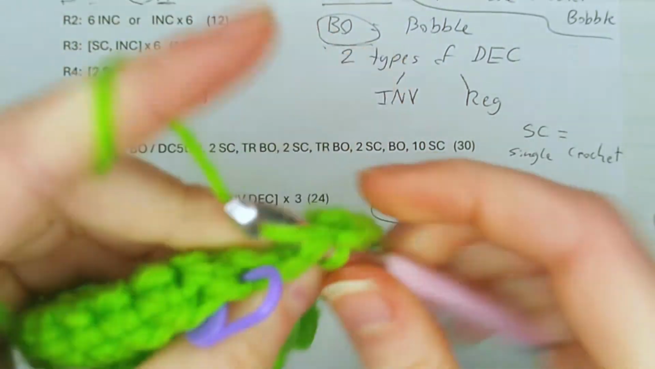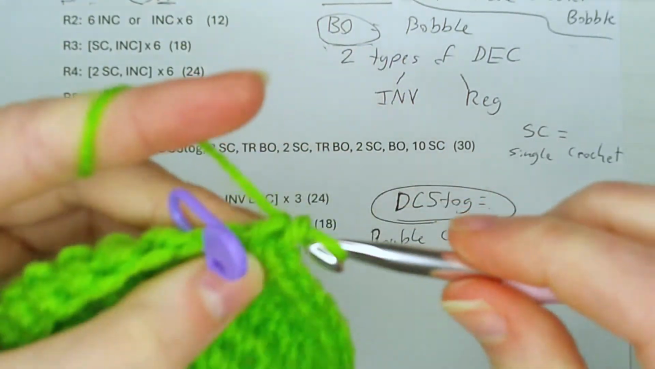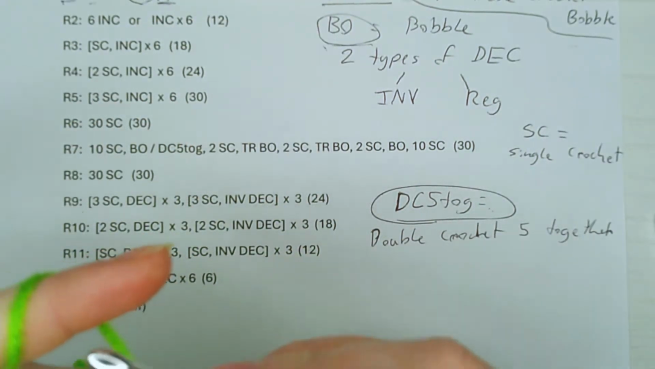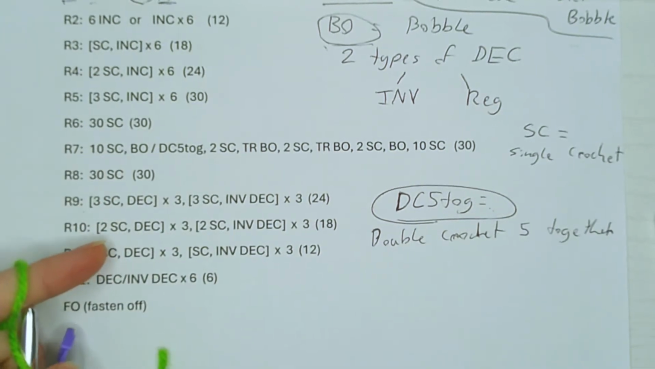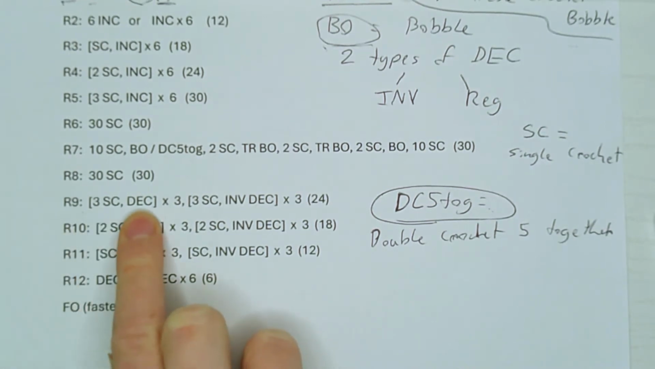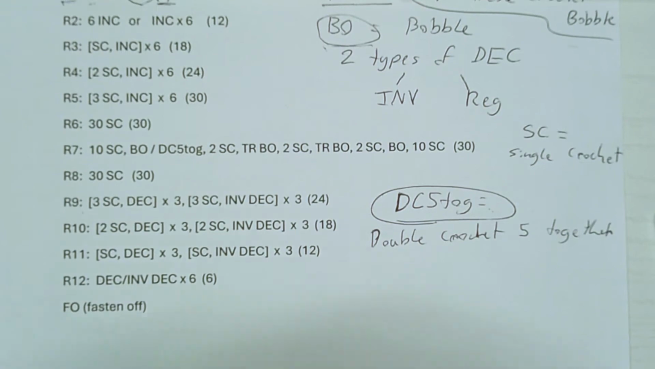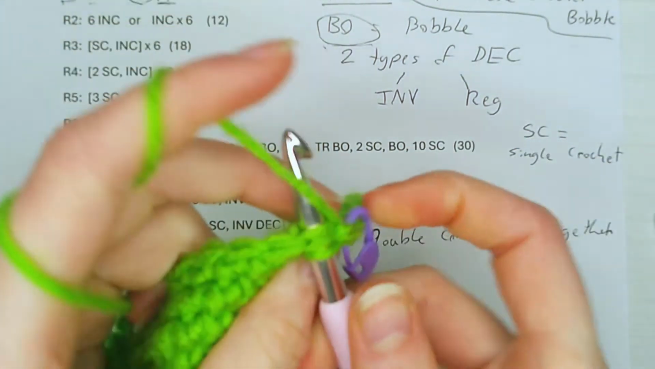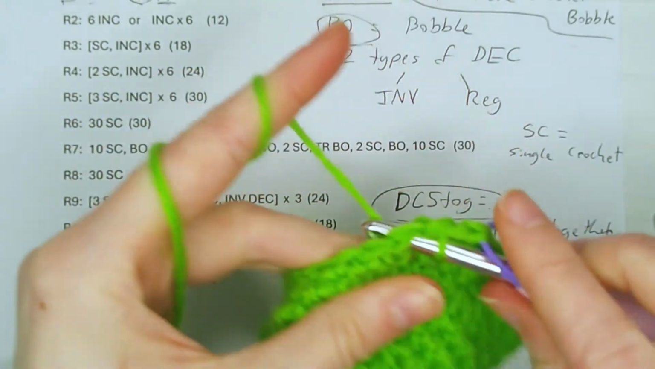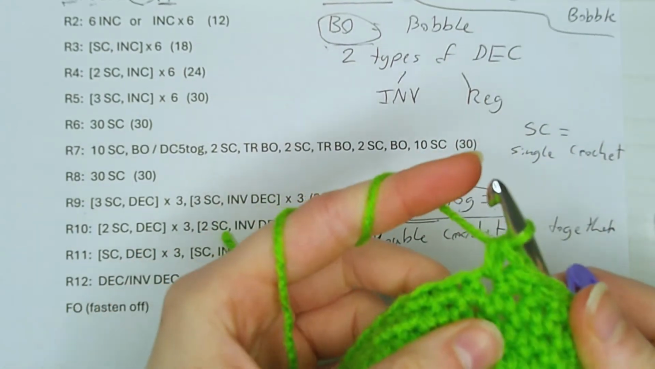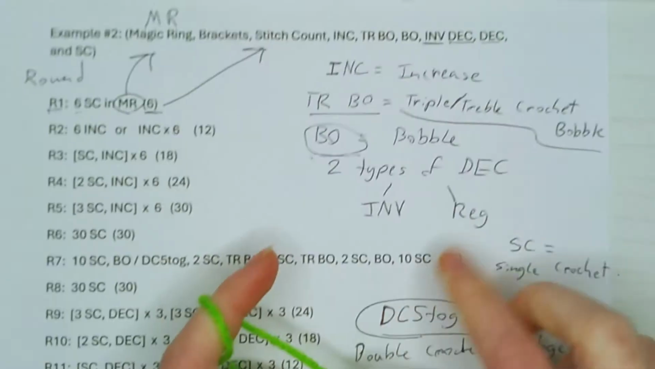So let's see. We finished round 8, which was just single crochet 30. So we still have 30 on our work. Now let's look at round 9. Round 9 says 3 single crochet, decrease. So when it's in a bracket, I like to just do what it tells me to do. So I'm going to go single crochet 1, 2, and 3, and then it says decrease. So this is just the normal decrease.